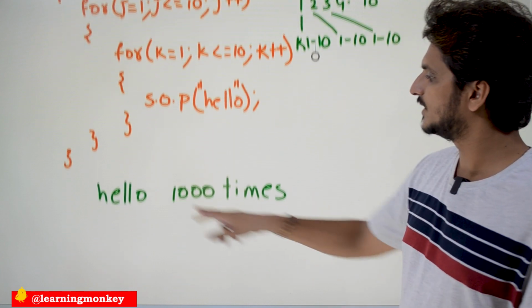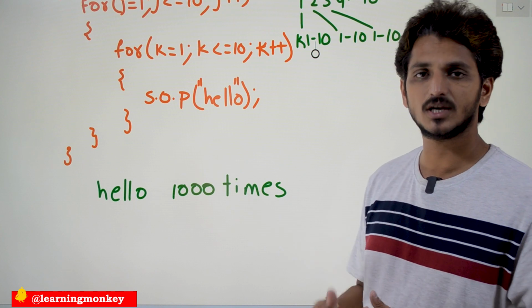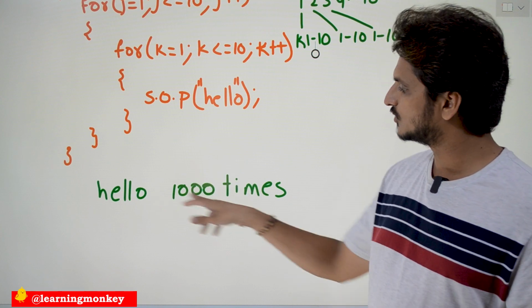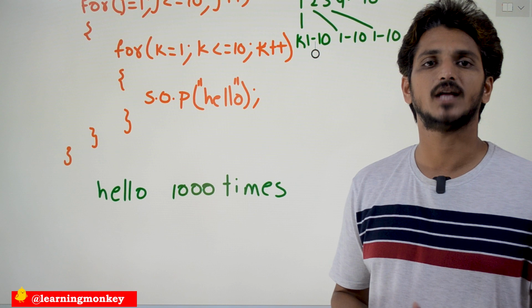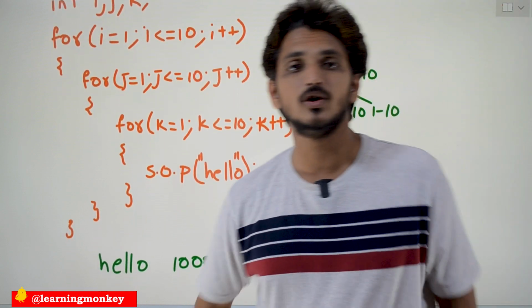So hello is going to be displayed, not 100, but 1000 times. 10 multiplied by 10 multiplied by 10, which is 1000. So hello is going to be displayed 1000 times. Hope you understand how nested loops are going to be executed.